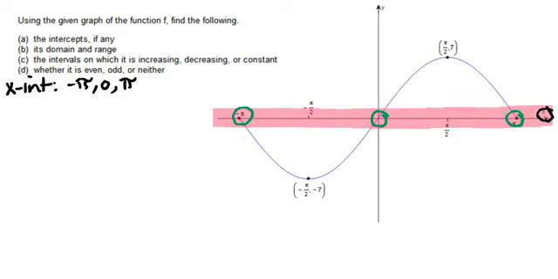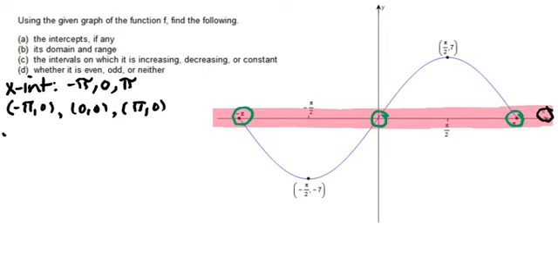Now you might be asked to write the X-intercepts in ordered pair form. If you are, you would write those ordered pairs as negative pi comma 0, 0 comma 0, and pi comma 0. You would probably separate them by commas.